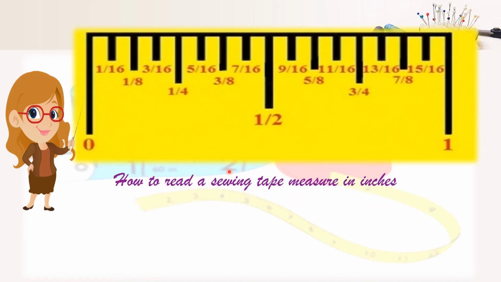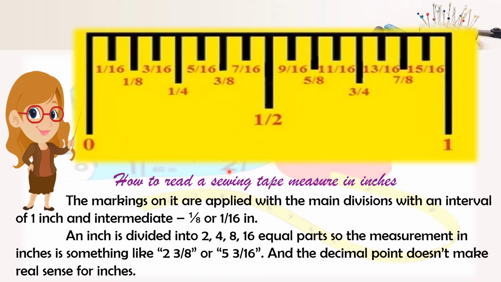Okay, how to read the sewing tape measure in inches. So this is an example of 1 inch in our ruler. It says here that the markings on it are applied with the main divisions with an interval of 1 inch and intermediate 1 over 8 or 1/16 inch.